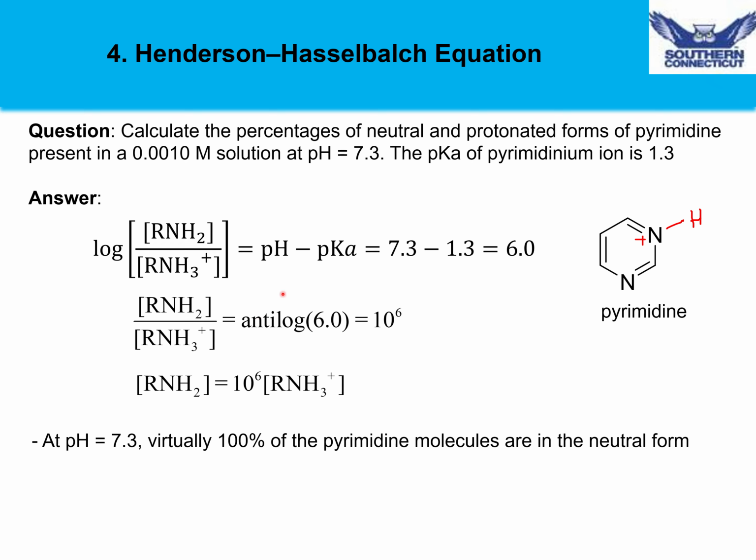That means we're now going to take the anti-log of 6, which is 10 raised to the 6. What this is telling us is that the ratio between the base, in other words, pyrimidine, and the acid, in other words, the pyridinium ion, is 10 raised to the 6 over 1. In other words, there is 1 molecule of the pyridinium ion for every million pyrimidine molecules. So virtually at this pH, 7.3, all of the pyrimidine molecules will be in the neutral form rather than in the acidic form.